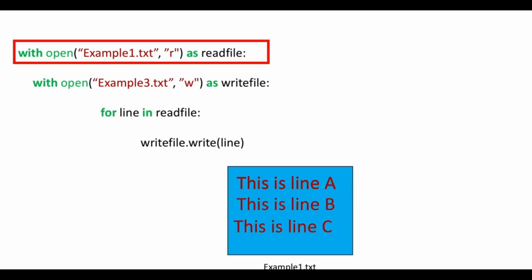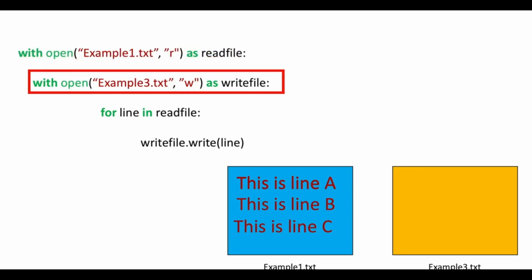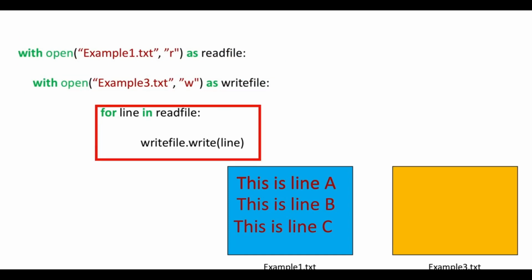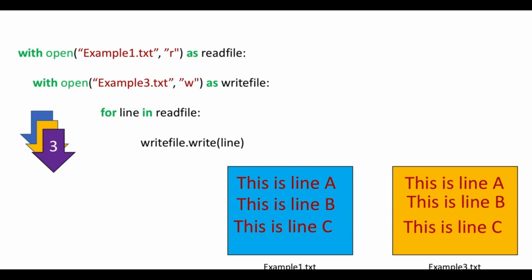We can copy one file to a new file as follows. First, we read the file example1 and interact with it via the file object, read file. Then we create a new file example3 and use the file object, write file, to interact with it. The for loop takes a line from the file object, read file, and stores it in the file example3 using the file object, write file. The first iteration copies the first line. The second iteration copies the second line, till the end of the file is reached. Then both files are closed. Check out the labs for more examples.